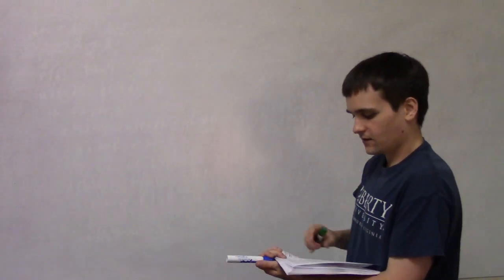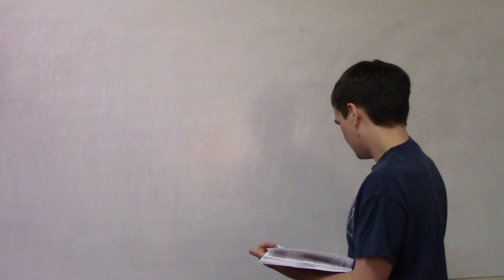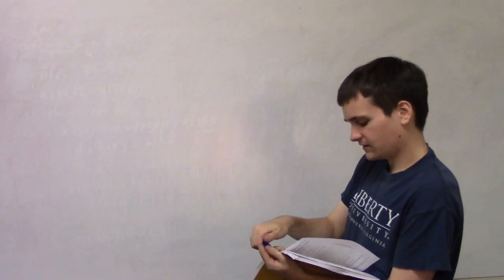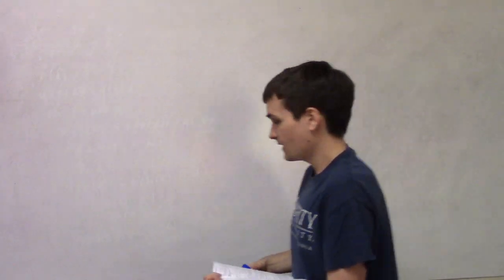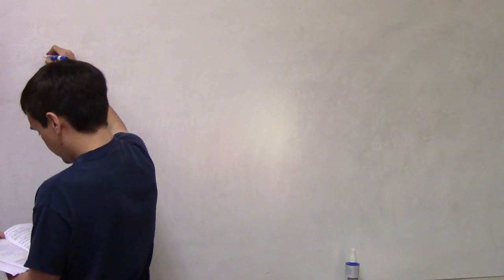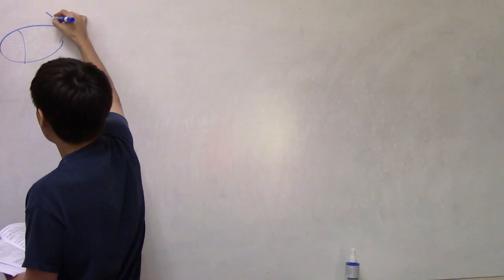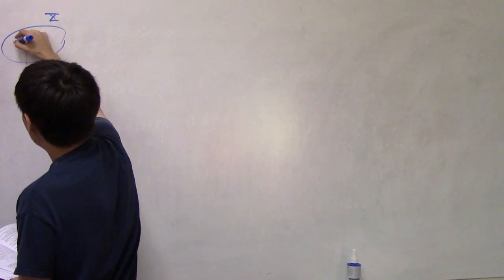So this picture on page 100 I thought was really cool. It kind of explains the interpretation of what these relative homology groups actually are. So here's something. This whole thing is X, and this part here is A.